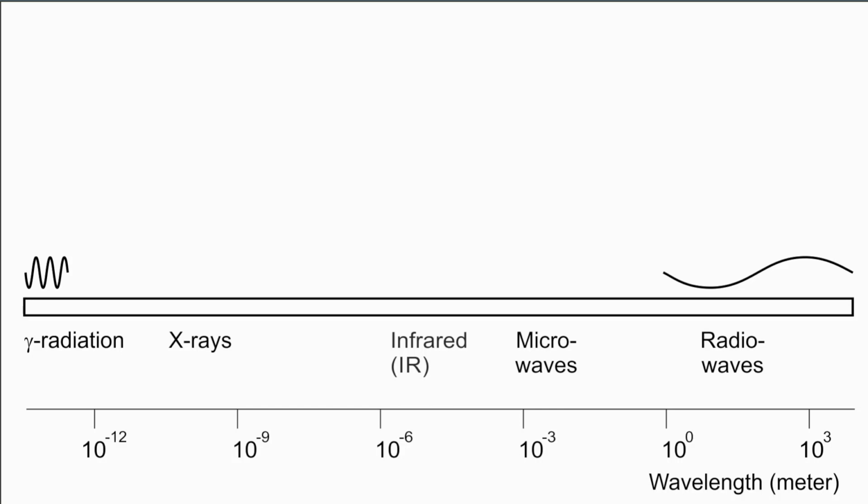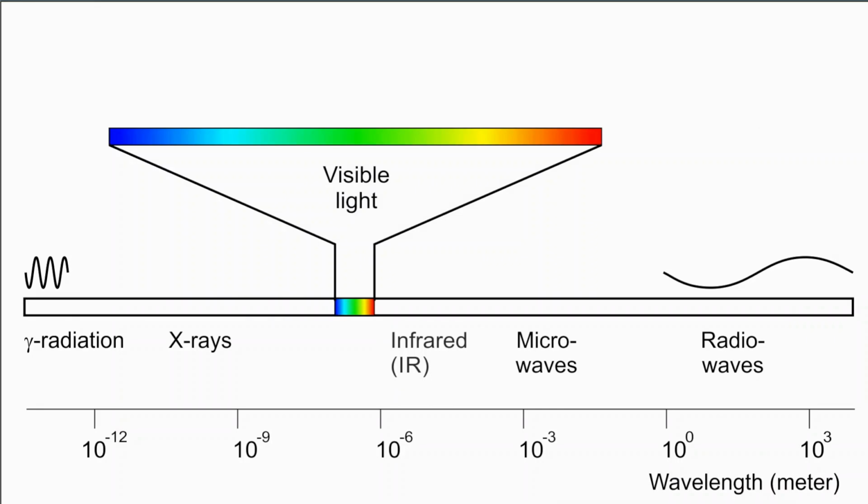10 to the power of minus 12 refers to 1 picometer. This is smaller than the radius of one hydrogen atom, while 10 to the power of 3 refers to 1000 meters, so 1 kilometer. Light covers only a pretty small region, more or less from the center of this scale. Only radiation from this small band can be seen by the naked eye. And you can see that the different colors refer to different wavelengths. So blue light has a slightly smaller wavelength than red light.